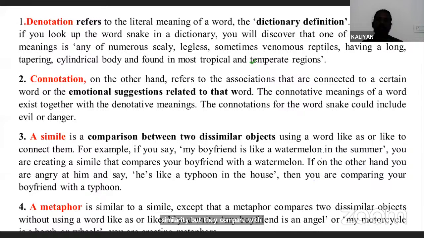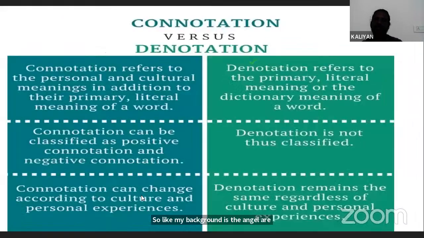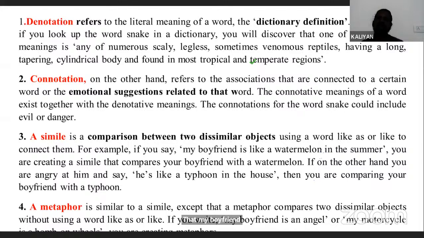A metaphor is a little bit similar to a simile. We compare two dissimilar objects without using the word like. So, for example, my boyfriend is an angel. Here they compare her boyfriend to an angel. So it's a metaphor. A metaphor compares two dissimilar objects without using the words like or alike. So these are denotation and connotation, simile and metaphor.